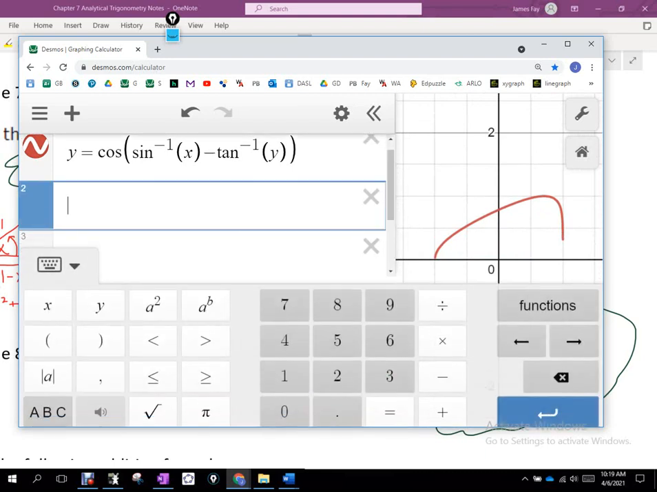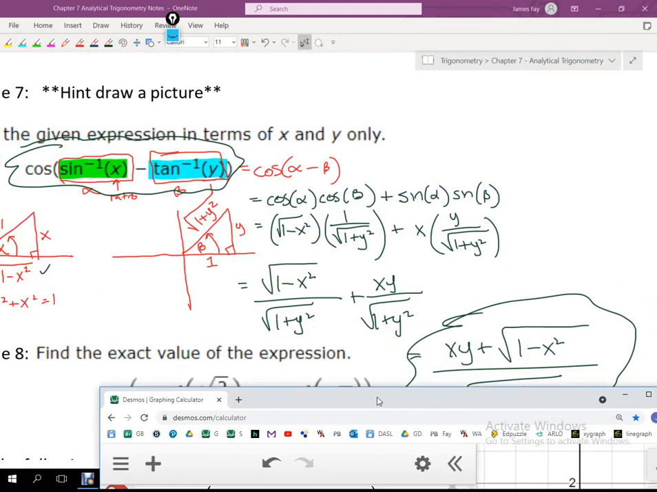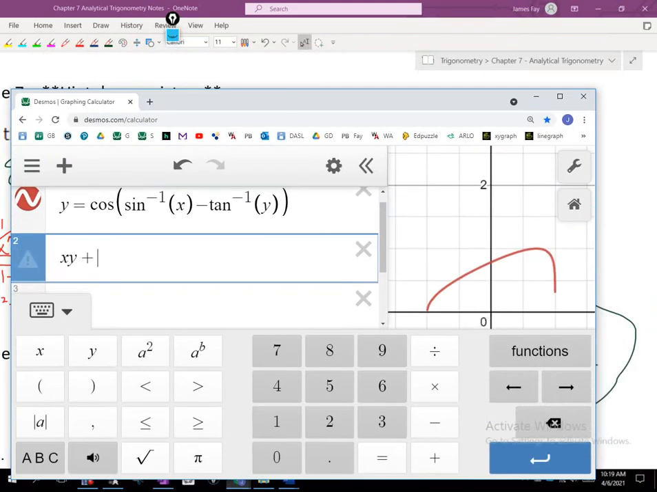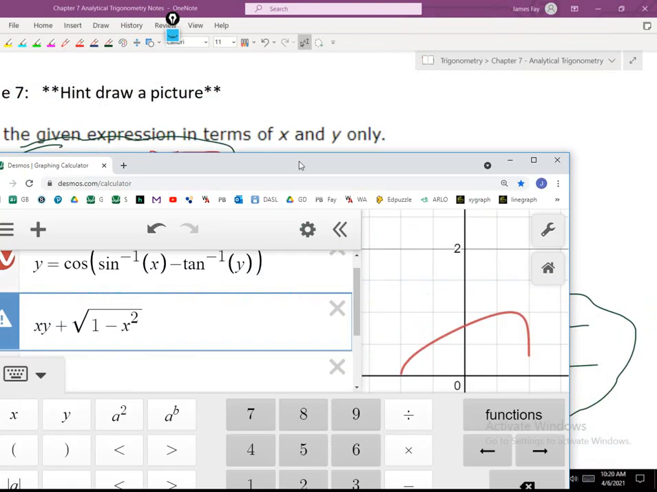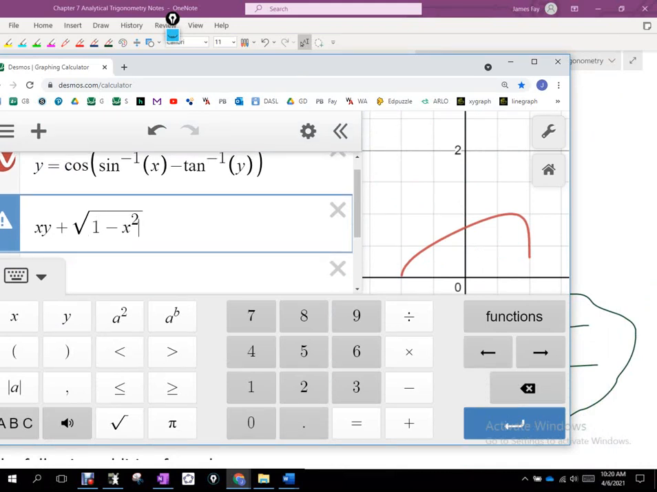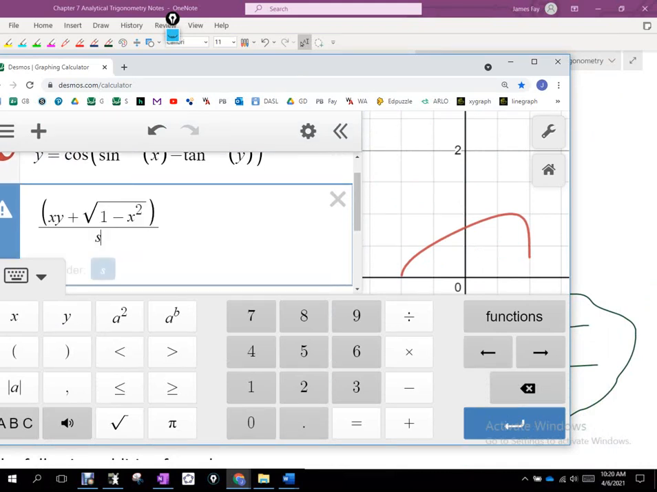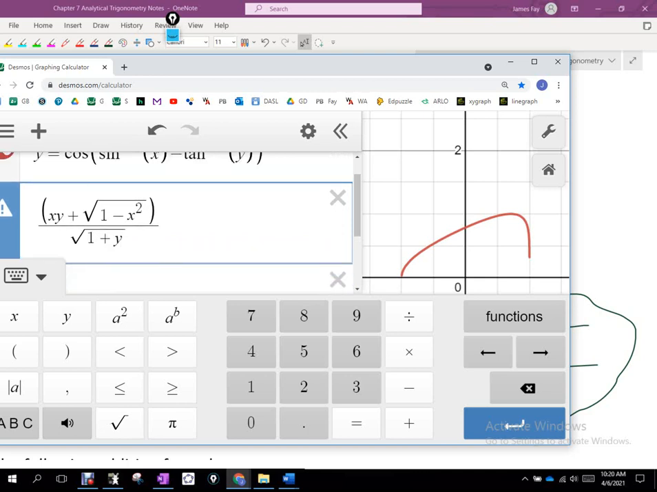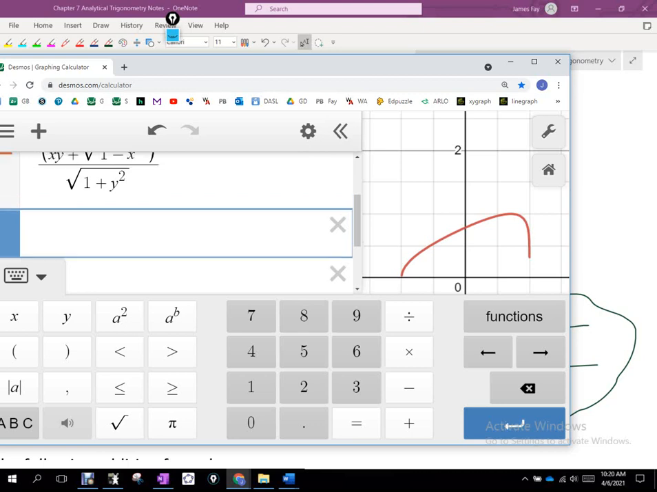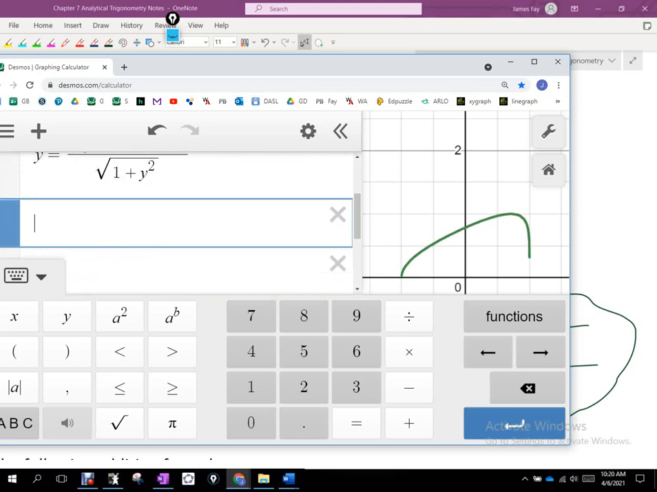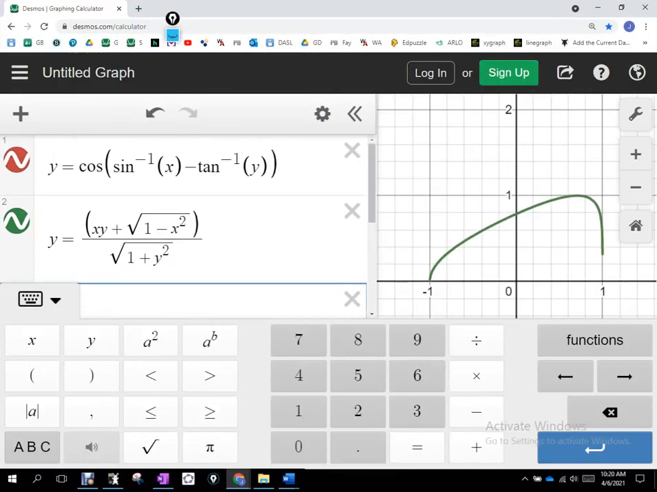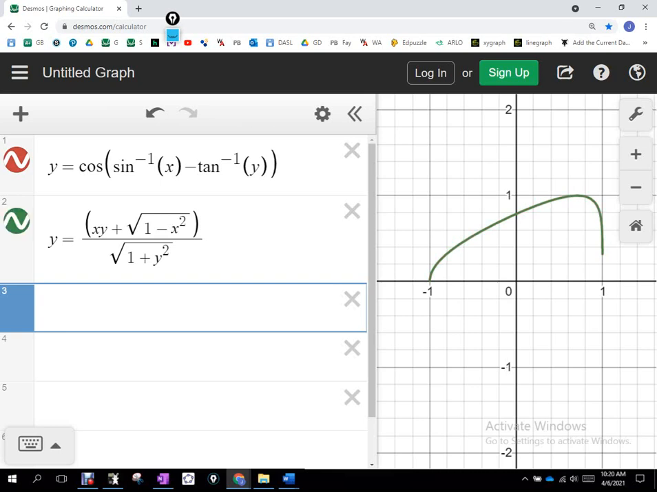Now we just found algebraically that it is xy plus the square root of 1 minus x squared all over the square root of 1 plus y squared. Again, it doesn't know what to do because it needs it as an equation, so I'll say y equals, and does it produce the same curve then? Which now, obviously, is another way of doing it, if you don't want to graph it.